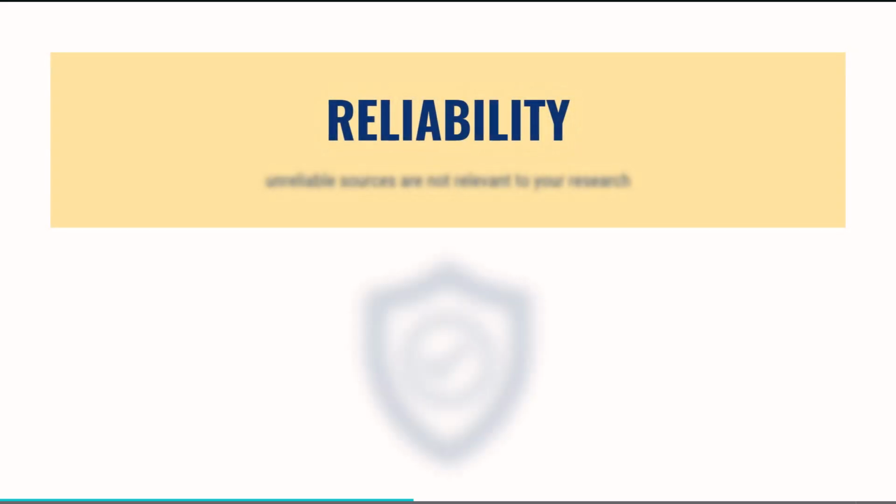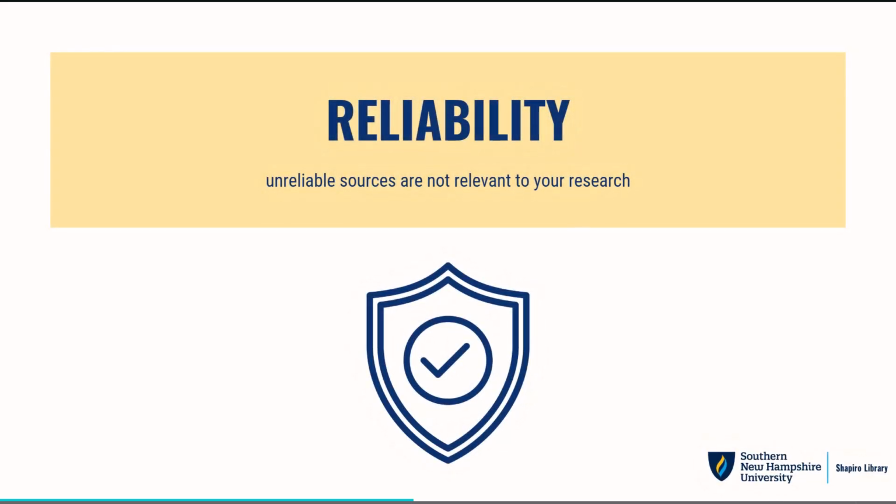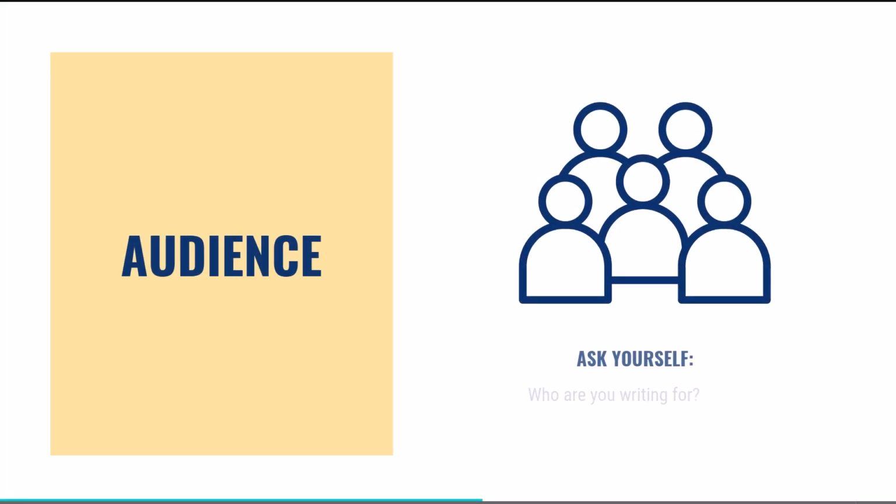Reliability is a key factor in determining information relevancy. Unreliable sources are not relevant to your research. For example, if you find a podcast discussing your research topic that is hosted by individuals with no credentials or qualifications in a relevant field, this type of source would not be considered reliable and would be irrelevant to your research. You should also consider audience when evaluating information for relevancy.